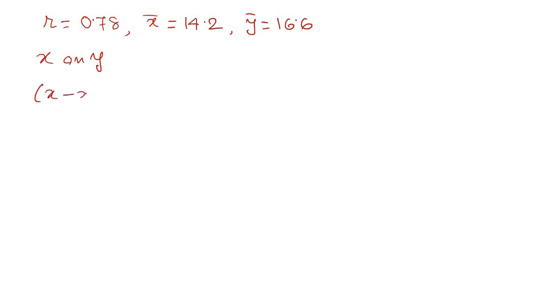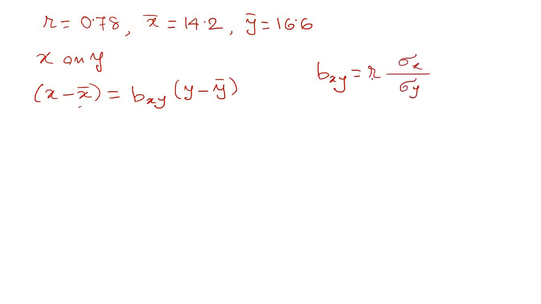So x minus x bar, let us write the equation, equals bxy times y minus y bar. You see, be careful with this, since x is appearing here, so it is bxy, not byx. Now, we don't have bxy, so let us compute bxy so that we can come up with the value. So that is r sigma x by sigma y. Though r we know, sigma x and sigma y we don't know. So let me compute sigma x here.